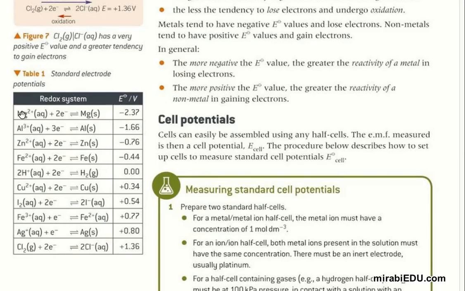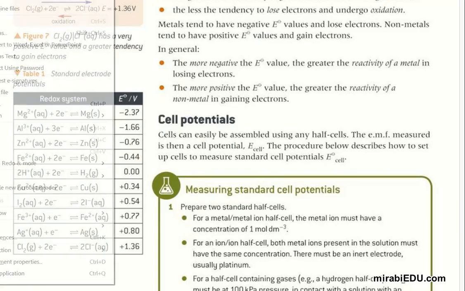So the higher we go in the table, the species is more willing to lose electrons or get oxidized, or is a stronger reducing agent. And the further down this table we go, the species are less willing to lose electrons. They're more willing to gain electrons, so they are good in reduction, so they are strong oxidizing agents.